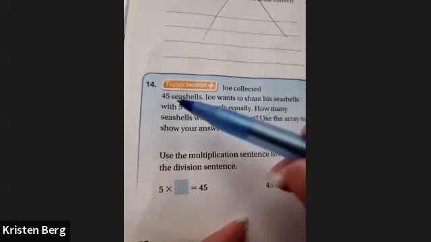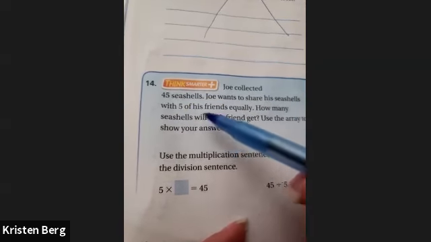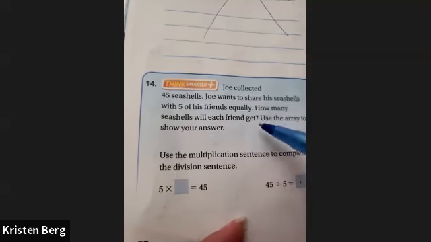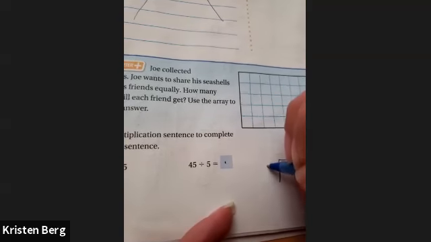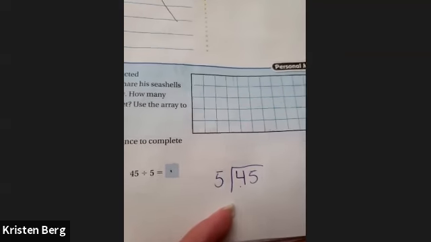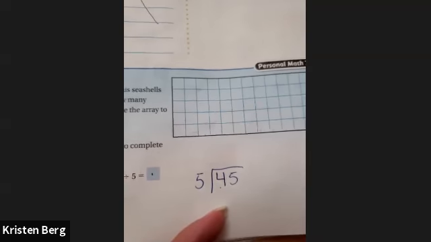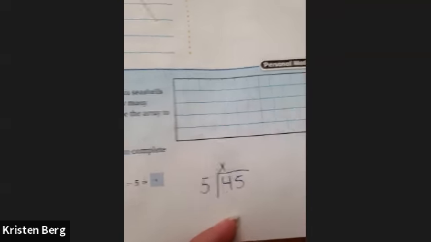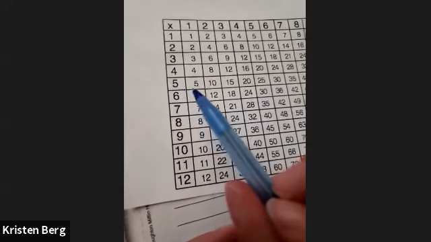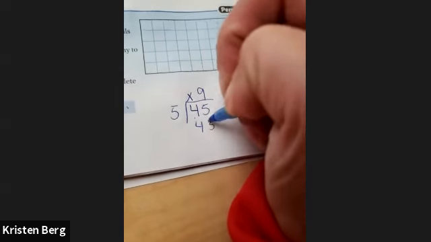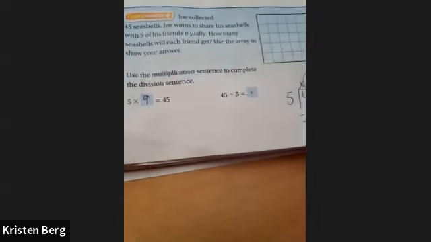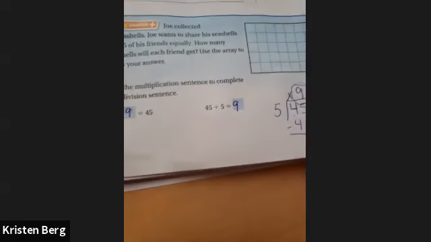So it says Joe collected 45 seashells. He wants to share his seashells among 5 of his friends equally. How many seashells will each friend get? And we are going to find the answer by first dividing. So how many 5s can go into 4? Going by 5s, that is too small. It can't happen. Then going by 5s into 45. So as close to 45 as possible. That is 9 times. So in order to fulfill this, your answer would have been 9. So we should have said 5 times 9 equals 45. And then the division would have been a 9 here.